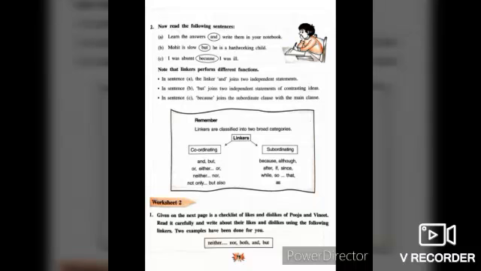So what you have to remember is that linkers are classified into two broad categories. First one is coordinating linkers and second one is subordinating linkers. Coordinating linkers, for example, are and, but, or, either, or, neither, nor, not only, but also. And subordinating linkers are because, although, after, if, since, while, so, that, as.